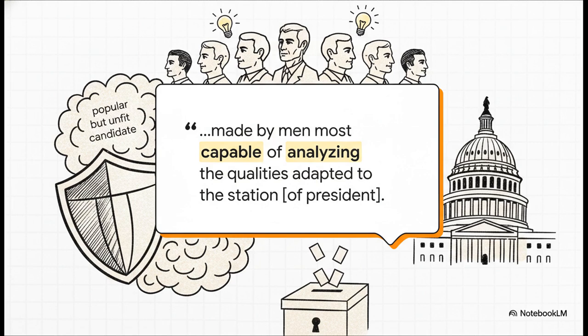The whole idea was that these electors would be smart, thoughtful guys who could make a wise choice. It was supposed to make sure the presidency went to someone with the, quote, requisite qualifications. It was basically a safety net to stop a popular but maybe totally unqualified person from getting the job.